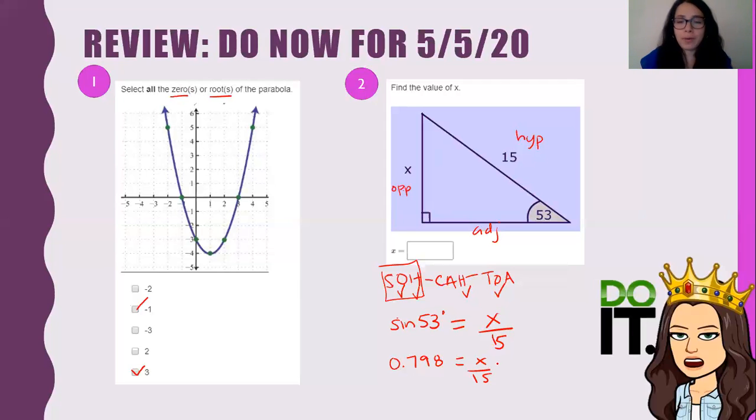To get x by itself, I'm going to multiply each side by 50. Whatever I do to one side, I do to the other side.